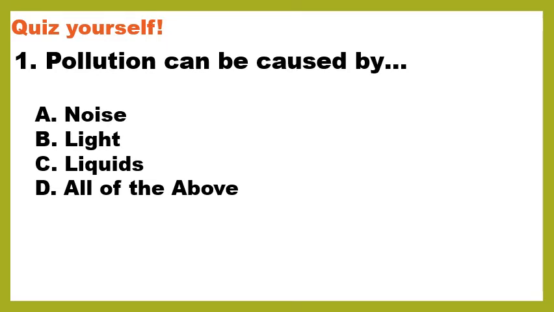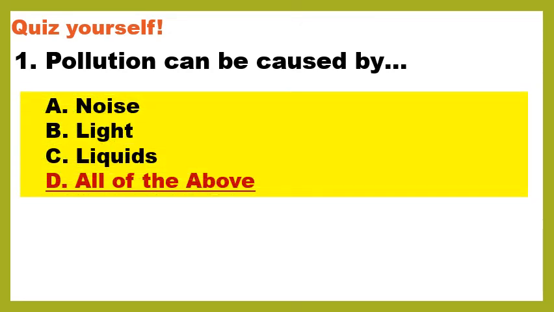All right, so that's it. I'm going to wrap it up with our last mini quiz. Pollution can be caused by A, noise, B, light, C, liquids, or D, all of the above. 5, 4, 3, 2, 1. I'm not going to eliminate anything because the answer is D, all of the above.